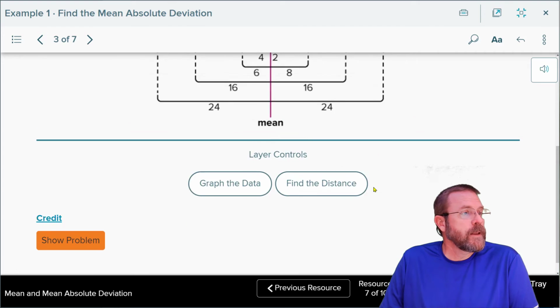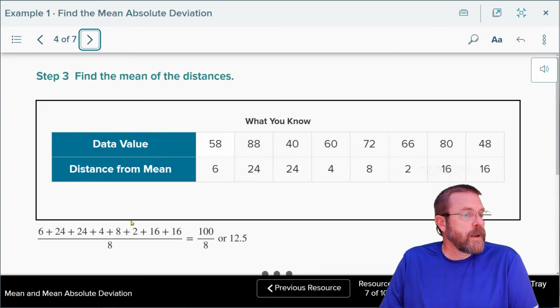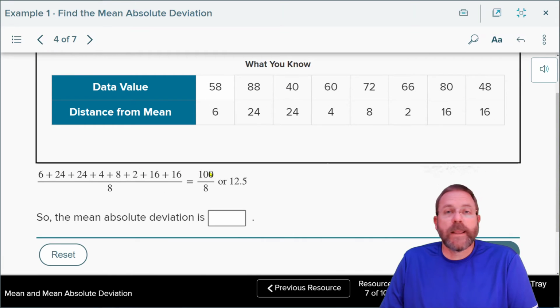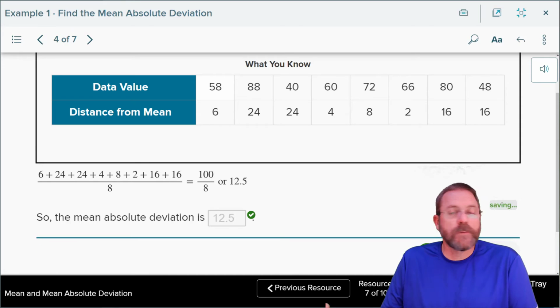Now, we're going to have to take all these distances on the left and all these distances on the right, add them all up together and divide by the number of data points. So, when we add all these together, it came out to equal 100. That's a nice friendly number. And then 100 divided by 8 gave us 12.5, which means the mean absolute deviation is going to be 12.5.